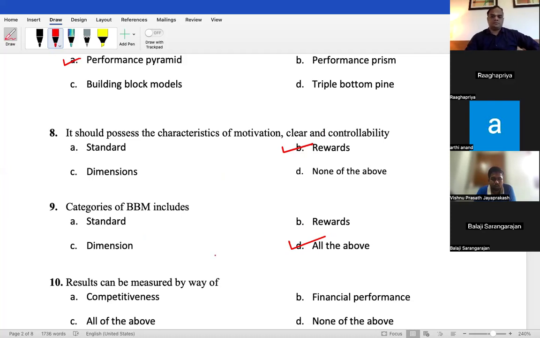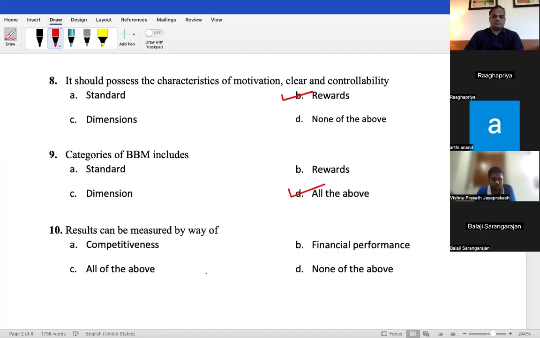Question number 10. Results can be measured by way of option A competitiveness, option B financial performance, option C all of the above, option D none of the above. All of the above, option C. Yes.